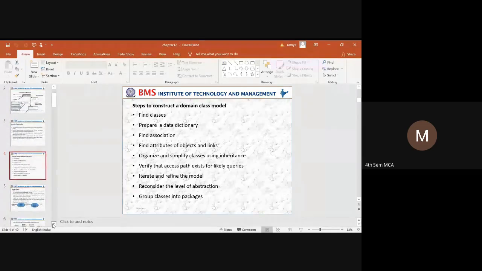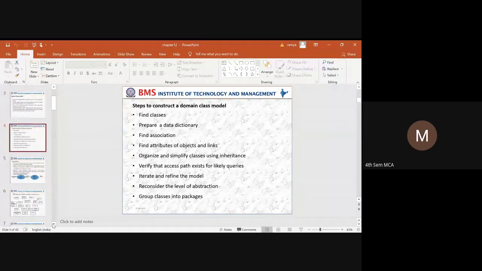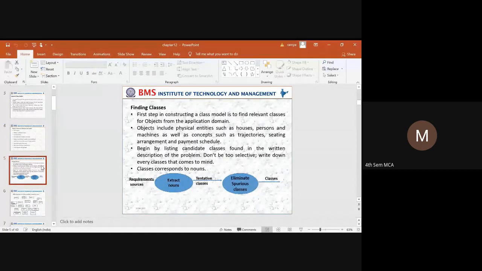So here we go with the complete step by step. Whatever steps I have mentioned here, we shall go in detail on how we find the classes. So here comes the first step: how do we find the classes. To find the classes, we need to identify in which application domain we are working. Okay, which is the application domain.